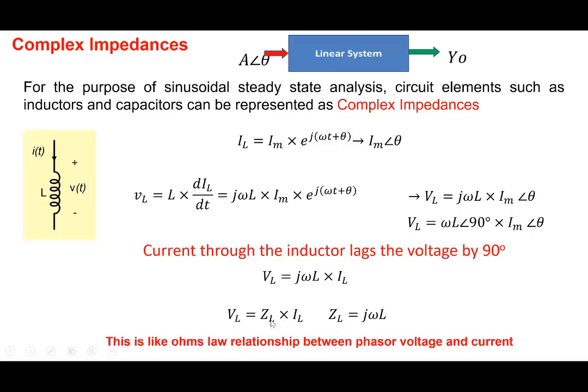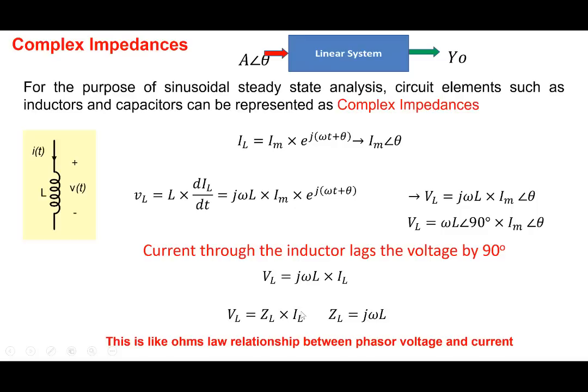So this is also like an Ohm's law, right? Voltage being proportional to current with a constant of proportionality is like Ohm's law. But this relationship is between the phasor voltage and the phasor current. So whenever we are analyzing a circuit in terms of phasors and we see an inductor, we replace it by j omega L, because that gives us the relationship between phasor voltage and phasor current through it.